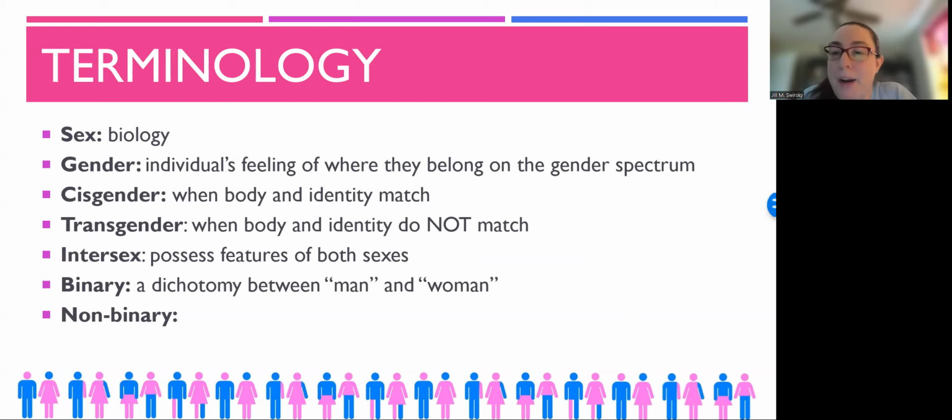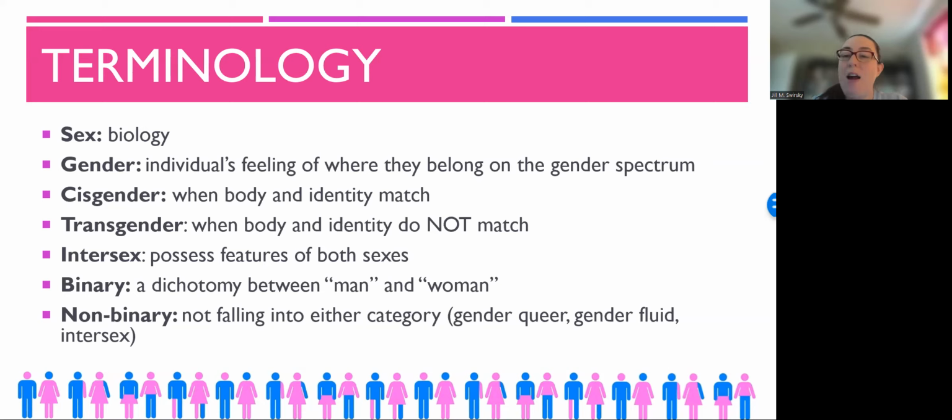Now, I've talked about this dichotomy, which means two different categories. We also call this a binary, right? This black and white differentiation between man and woman. That's the binary. But there are a lot of people who are non-binary, who feel like they don't fit into either category. And so this is what I meant about being gender fluid or intersex.